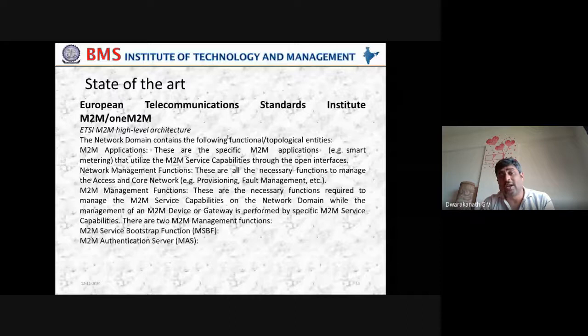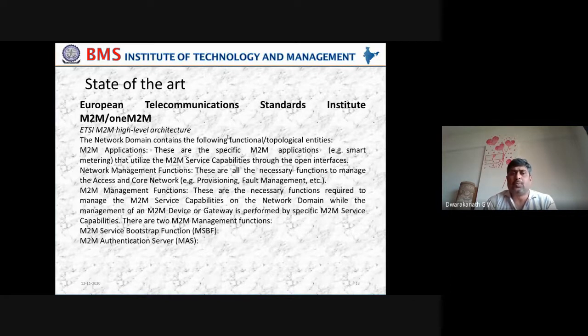And M2M management functions. These are the necessary functions required to manage the M2M service capabilities on the network domain, while the management of an M2M device or a gateway is performed by specific M2M service capabilities. What are the service capabilities or functions? You can see here, M2M service bootstrap function. That is how the device will start, how it will work. So that's a main thing.